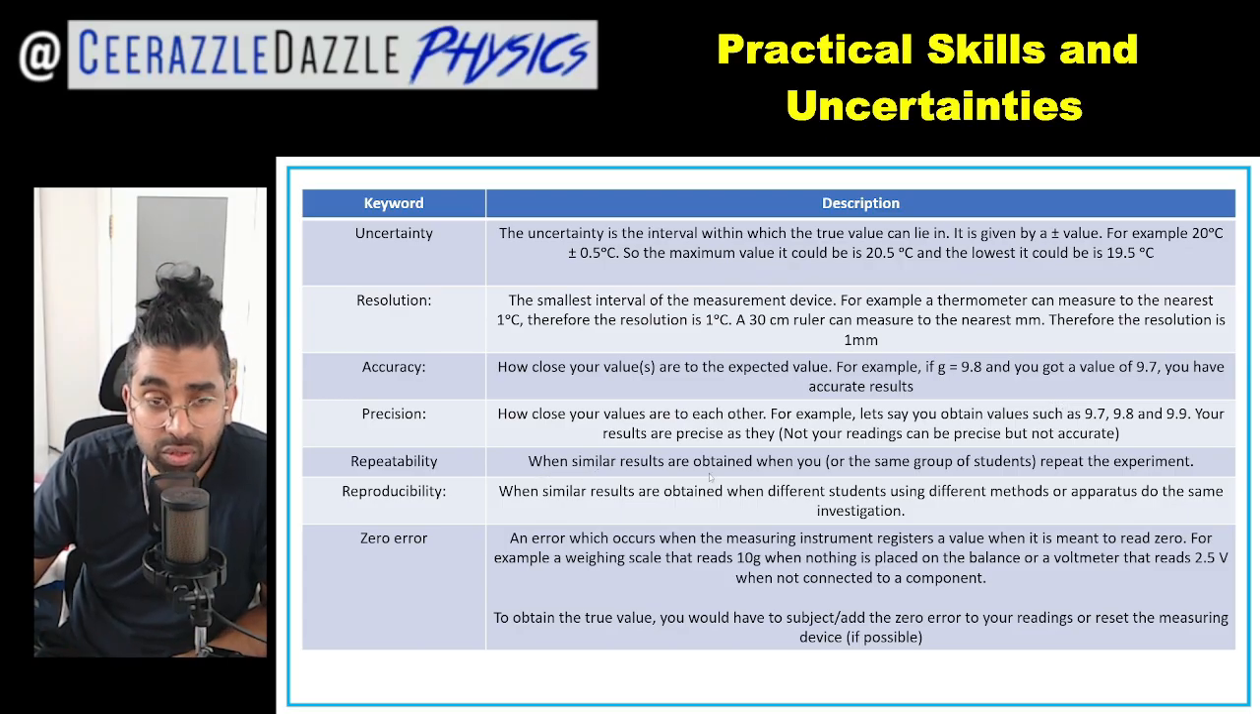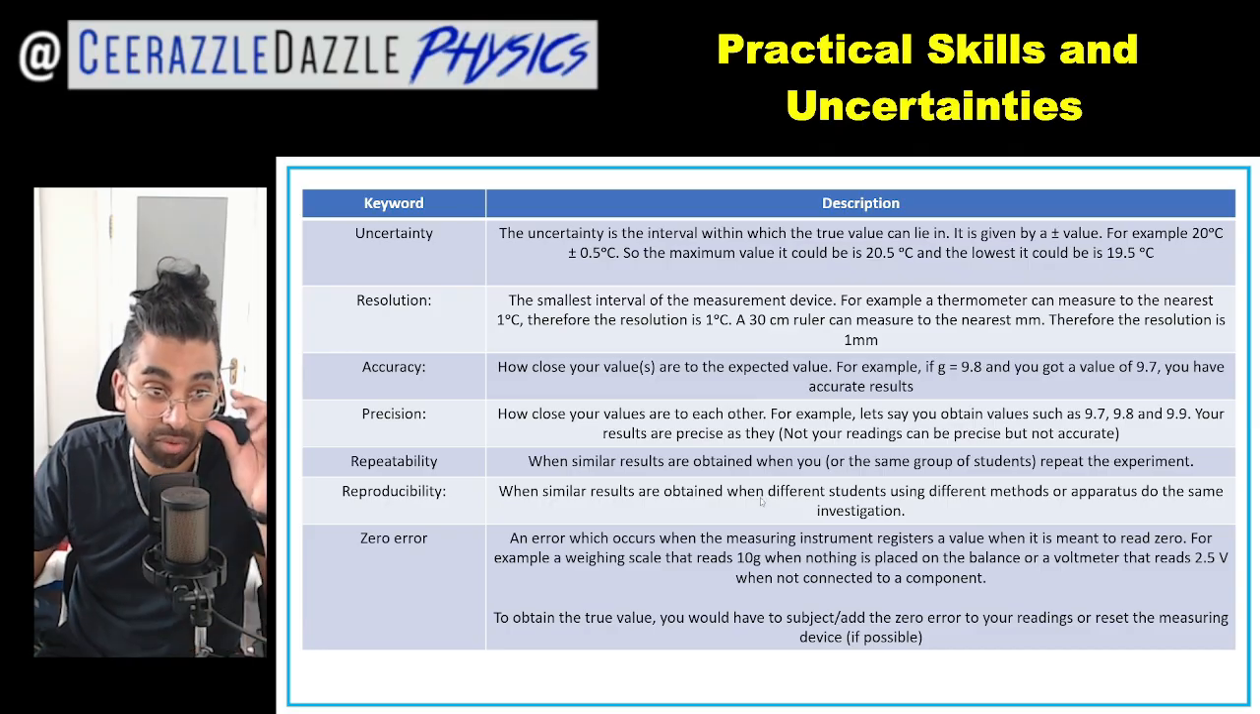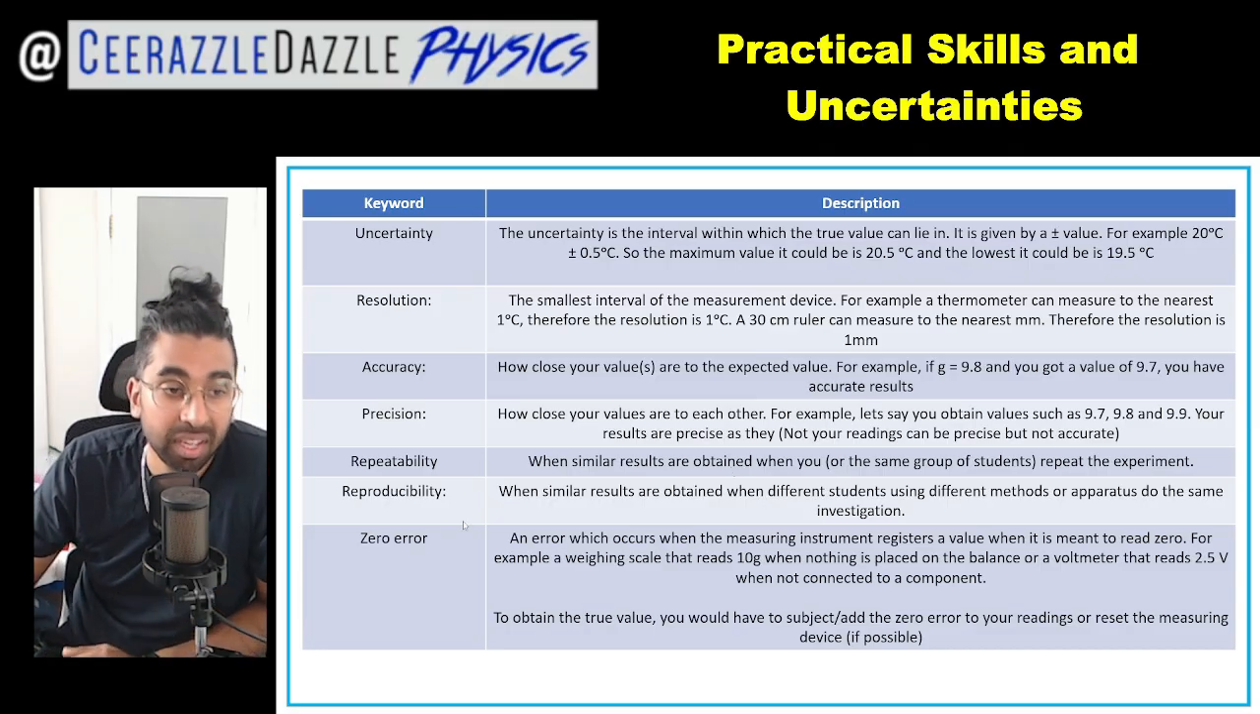Repeatability is when you do the same experiment and you get the same results. Yes, or the same group of students do the same experiment and get the same results here. Reproducibility is not the same as repeatability. That's when similar results are obtained when different students using different methods do the experiment and get the same pattern or results. So reproducibility is about somebody else doing it. Repeatability is about when you do it.